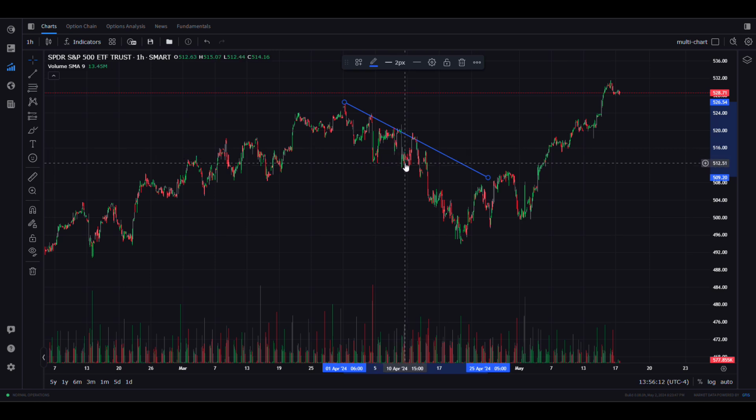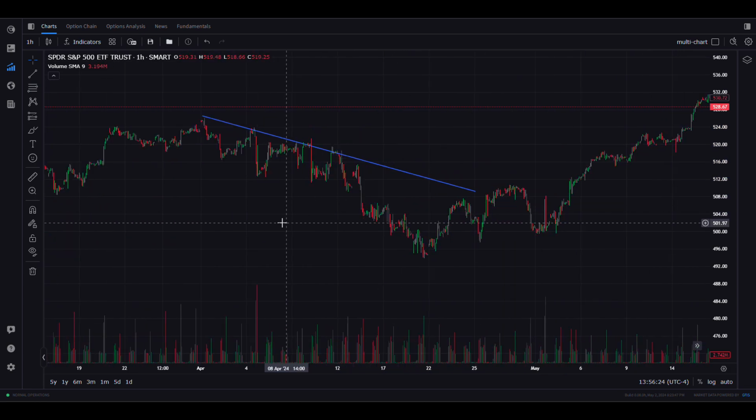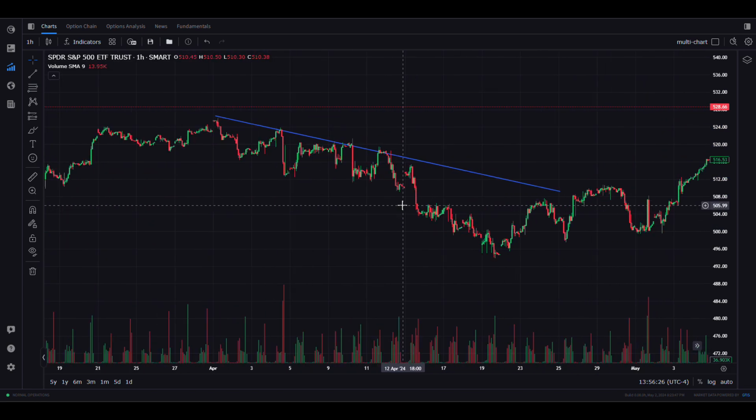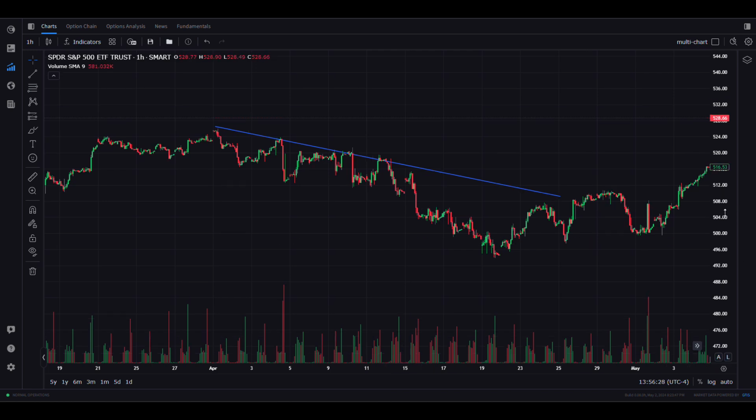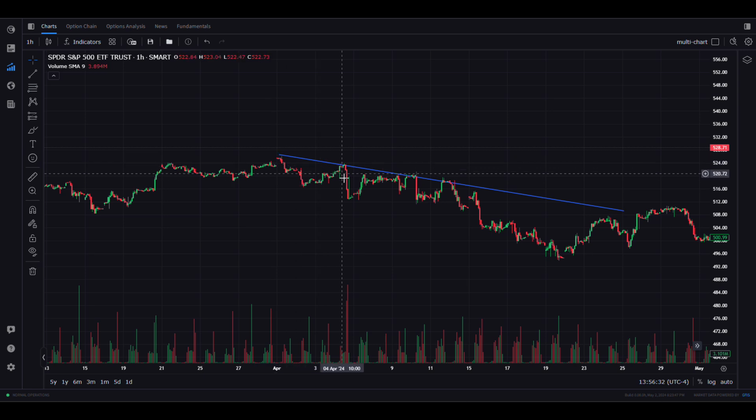So, why do we call them lower highs and lower lows? Well, think of the peaks as the high points and the valleys as the low points. In a downtrend, each time the price tries to bounce back, it doesn't quite reach as high as before. And when it dips, it ends up even lower than the previous low. It's like a game of limbo. How low can it go?